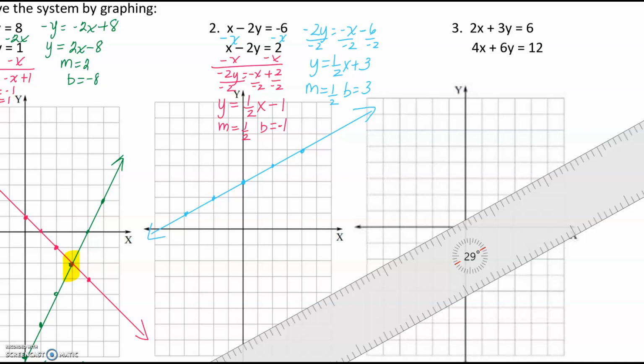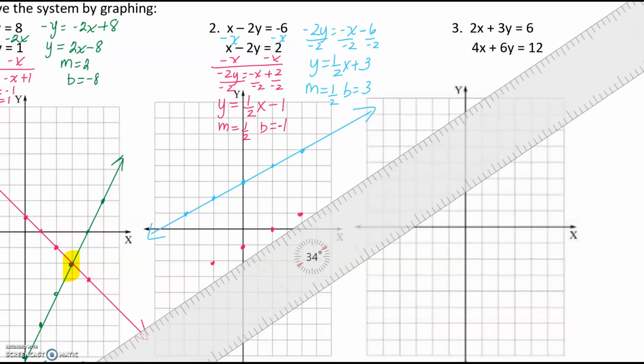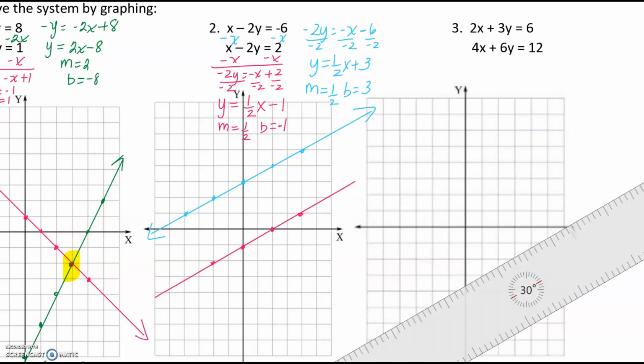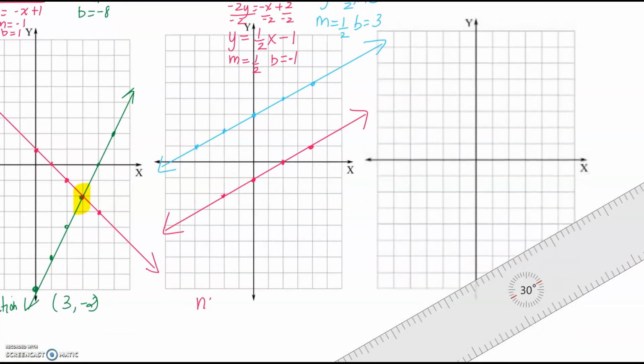Go to my pink one, and I'm starting at negative 1 on my y-axis. I go up 1 over 2, up 1 over 2, down 1, left 2, and I draw my line. And we say that this is no solution.